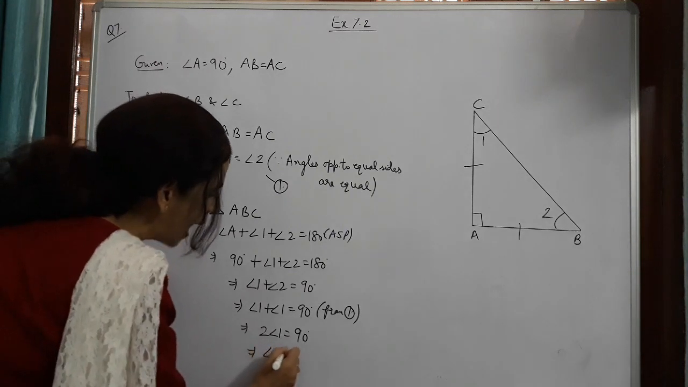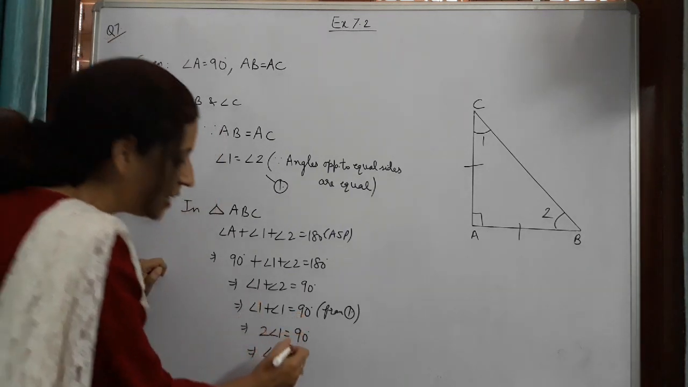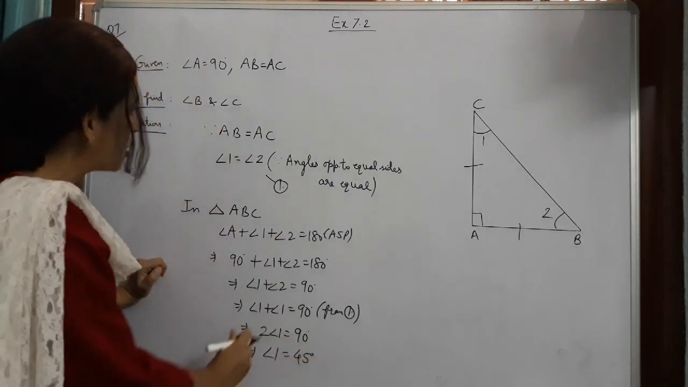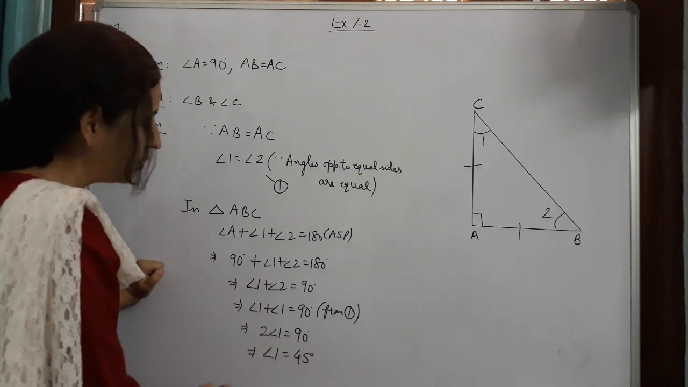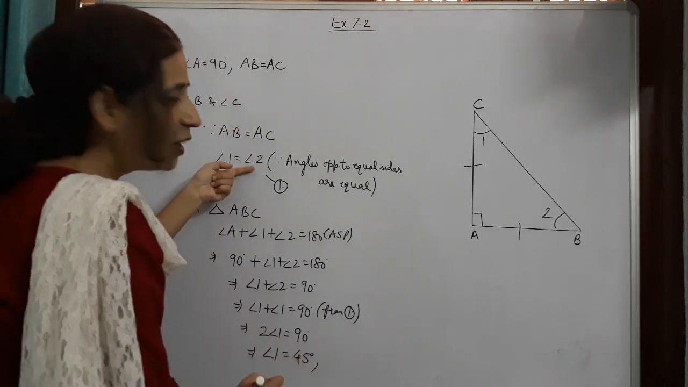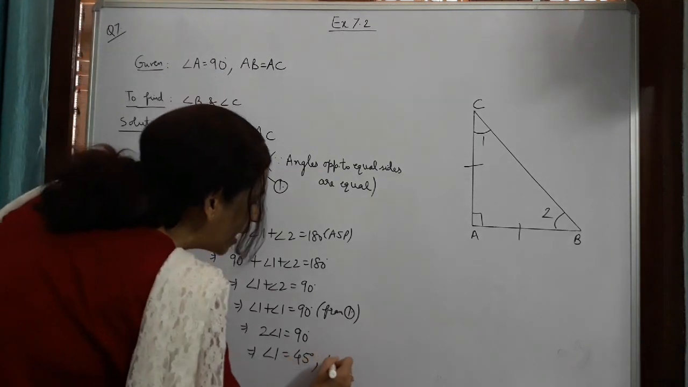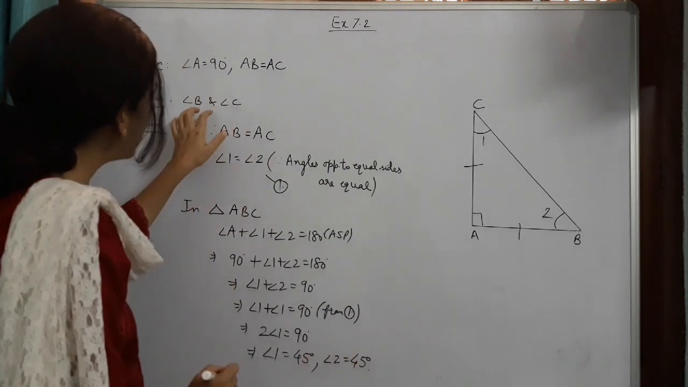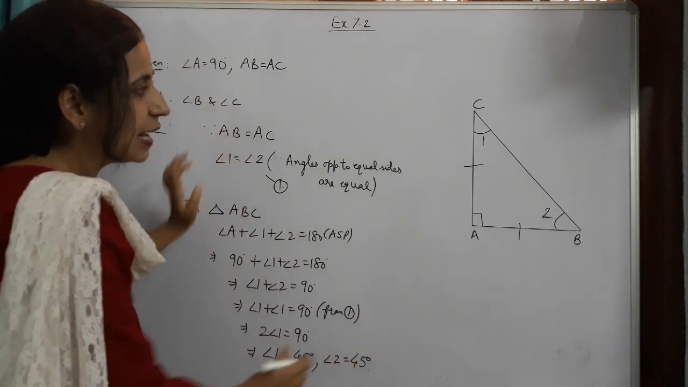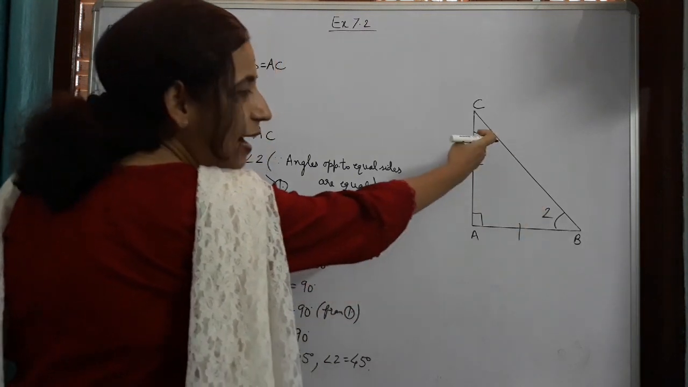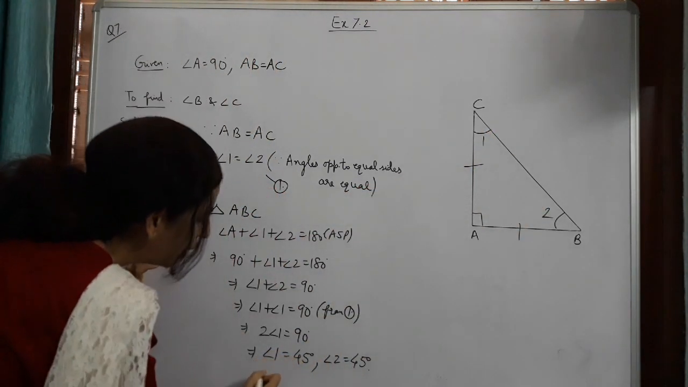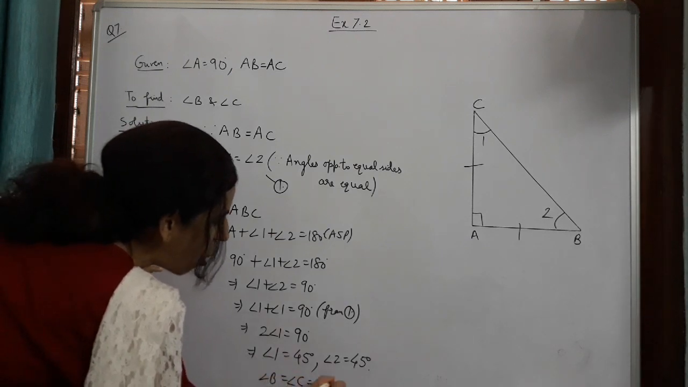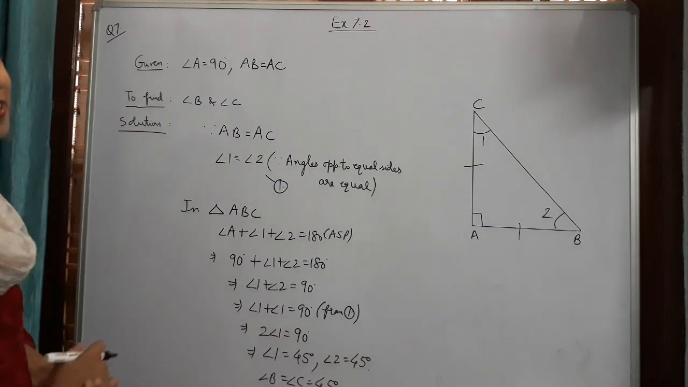So from here angle 1 comes out to be 90 divided by 2, which comes out to be 45 degrees. So angle 1 is equal to 45 degrees and angle 1 is equal to angle 2. So angle 2 is also of measure 45 degrees. So in the question we had to find angle B and angle C. So angle B is angle 2 and angle C is angle 1. So we can write down that angle B is equal to angle C, which is of measure 45 degrees.